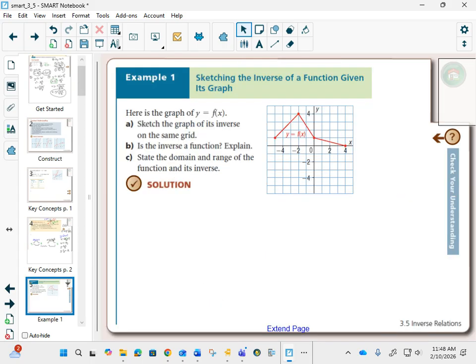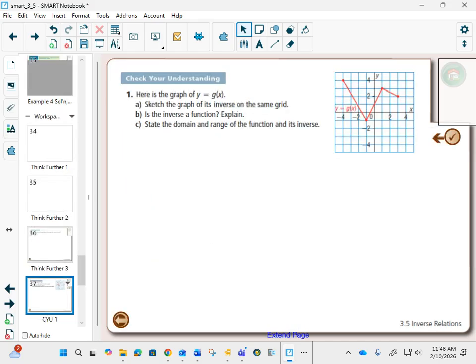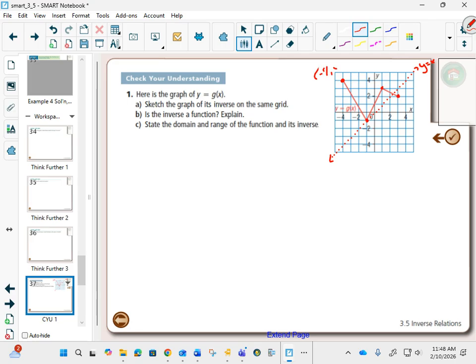Okay, so let's look at example 1 here. Here is the graph of g of x. Sketch the graph of its inverse on the same grid. So what I'm going to do here is I'm going to draw with a dotted line because it's not actually part of my graph. I'm going to draw the line y equals x. I'm going to take these 4 key points on my original graph. I'm going to label them. So this one's at -4, 4.